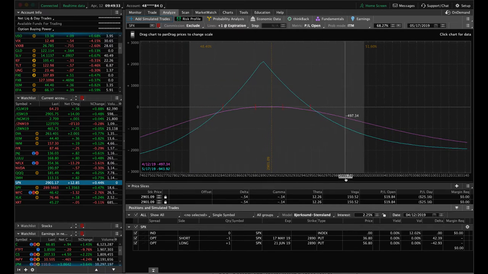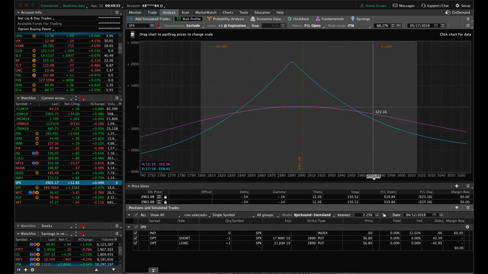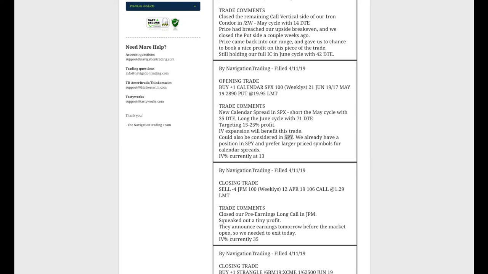Okay, so that's just a little kind of refresher on the calendar. But go back and watch the course if you haven't done these in a while, just to make sure you are refreshed and aware of how they work. Next trade, closing adjusting trade in ZW. This is our wheat trade.